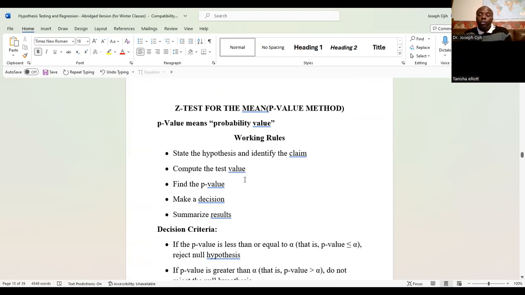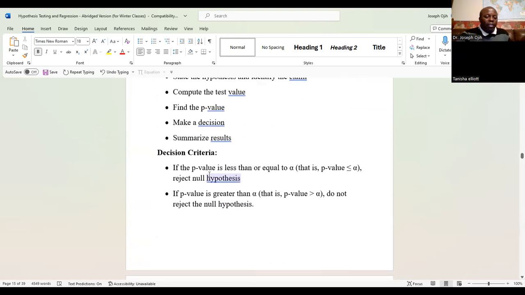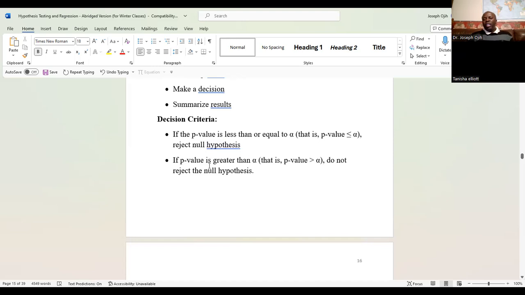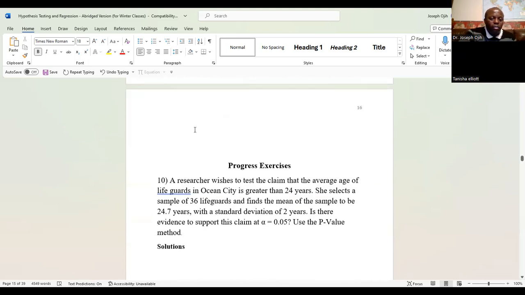Now in this case, you're not using the critical value. You are using the p-value. P-value simply means the probability value. But otherwise the principle is the same. State the hypothesis and identify a claim, compute your test, find the p-value, make a decision, summarize results. For the p-value, the decision criteria is different. It says if the p-value is less than or equal to alpha, reject my hypothesis. But if the p-value is greater than alpha, don't reject. Okay, let's see how it works.